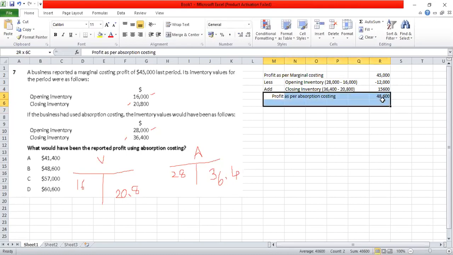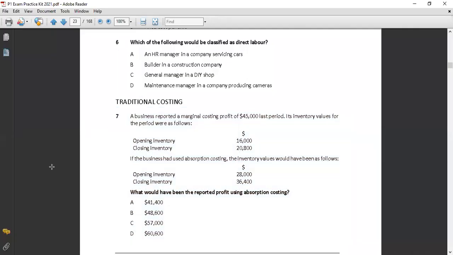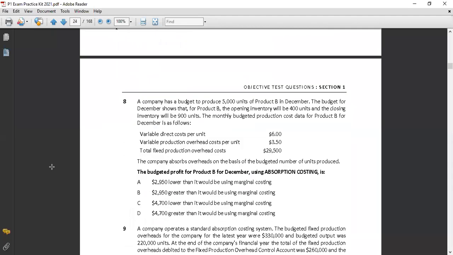I hope it is clear to all of you. This is profit as per absorption costing. It is a reconciliation that we are preparing to ensure that the profit as per these two types of costing techniques, when reconciled, equal each other. Then coming to the next question. So the 7th is what we've done just now.